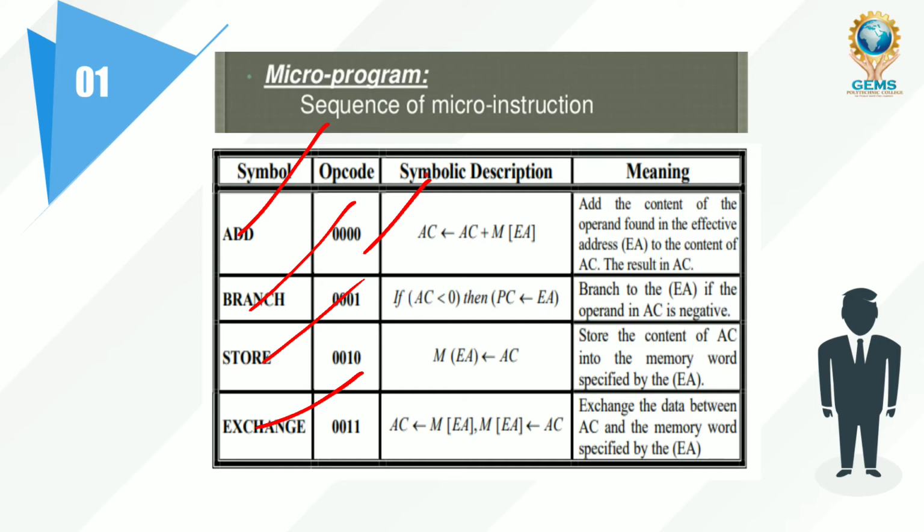So all these operations are performed in sequence order, step by step. The first operation is addition, the second is the branch, the third is the store, and the fourth is the exchange. When they follow one by one, this pattern we call a sequence of micro instructions. As I said, micro instructions help a computer to do operations on data from one component to another component.